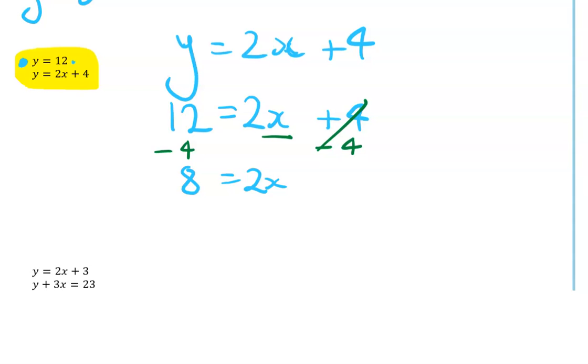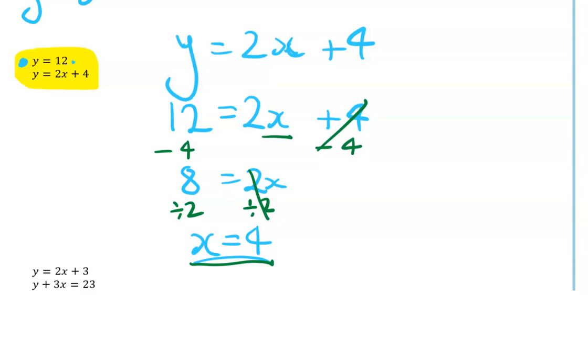Okay, what is the opposite of timesing by 2? Well, it's dividing by 2. So let's divide by 2 and divide by 2. That leaves me just with x equals 8 divided by 2, which is 4. So x equals 4.